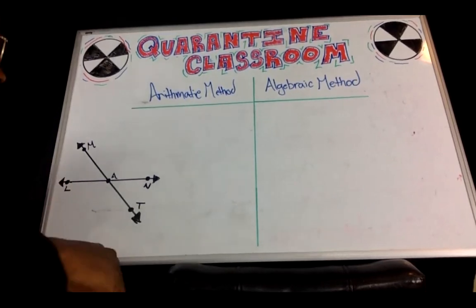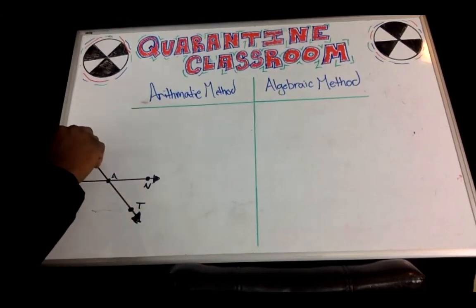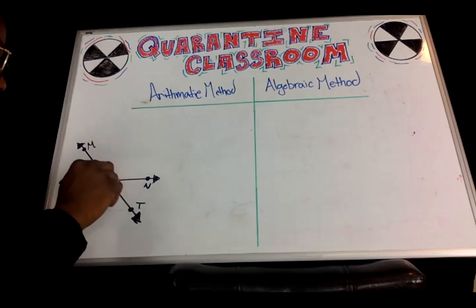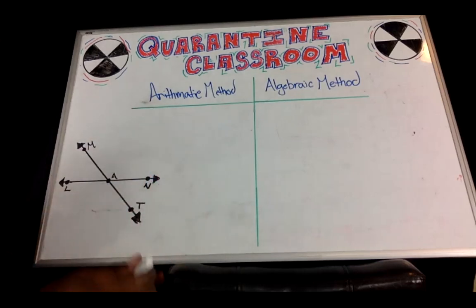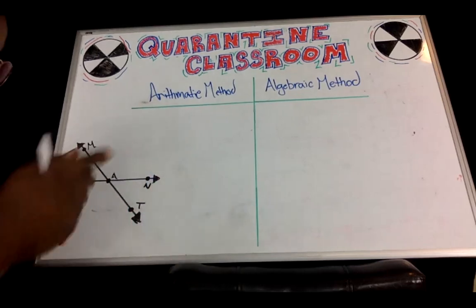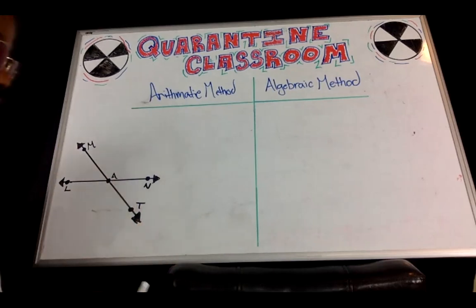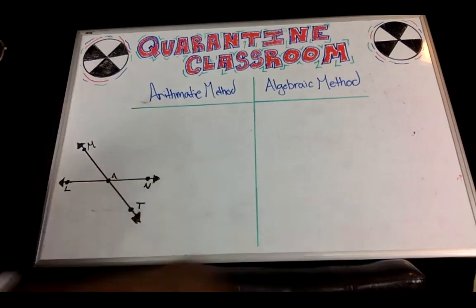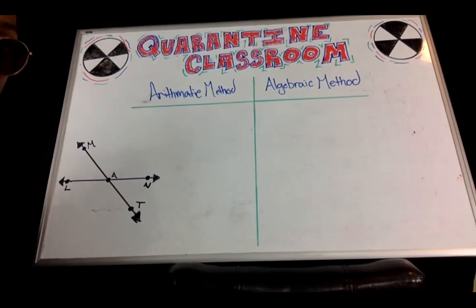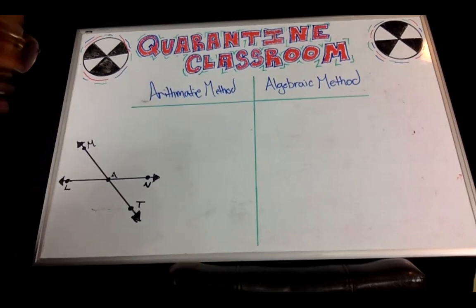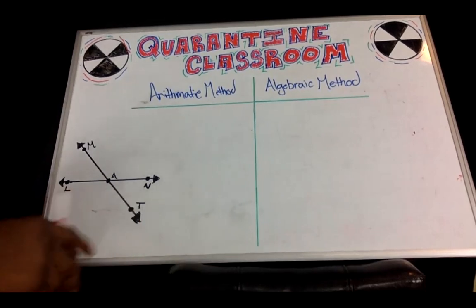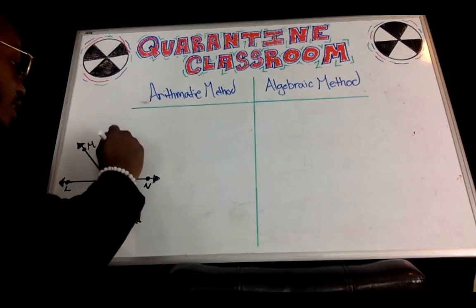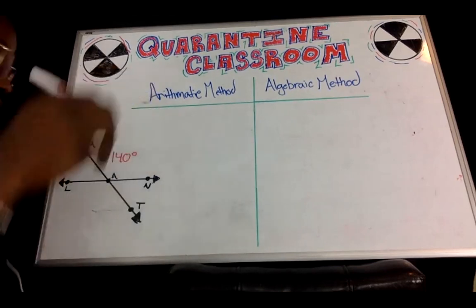They're basically saying if angle NAM and NAT are supplementary, meaning that these two angles together should equal 180 degrees. Remember that. That's the major difference between the first example and this one, is that we're now dealing with supplementary angles. And we know that the value of NAM is 140 degrees.